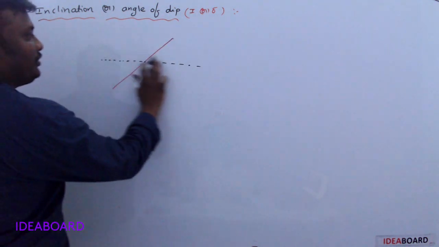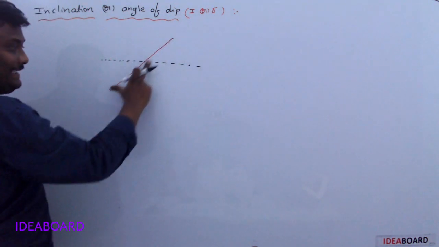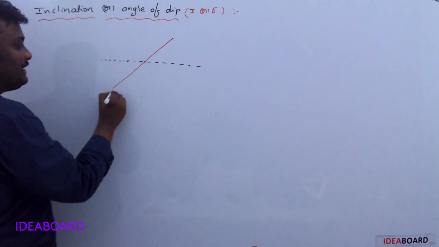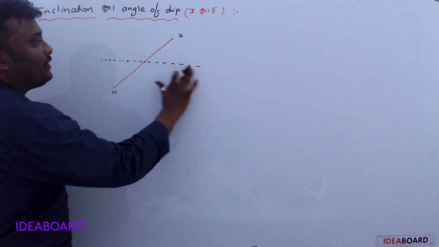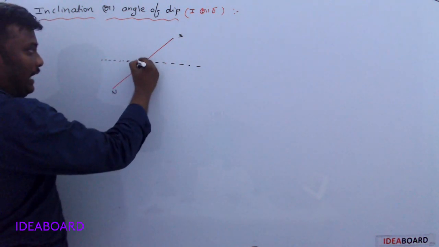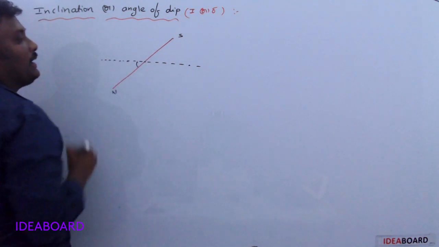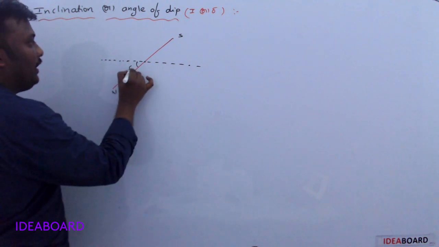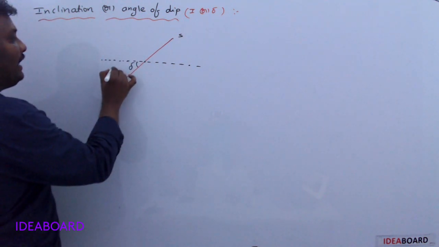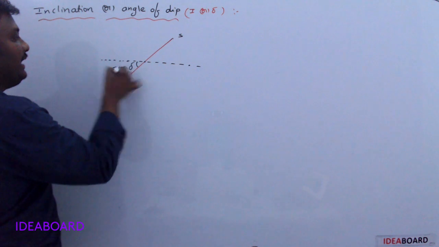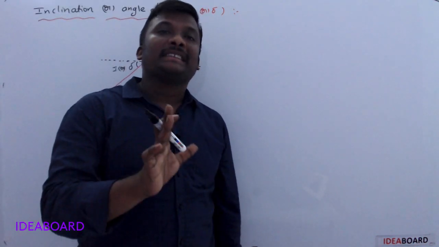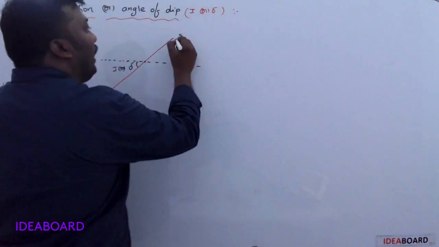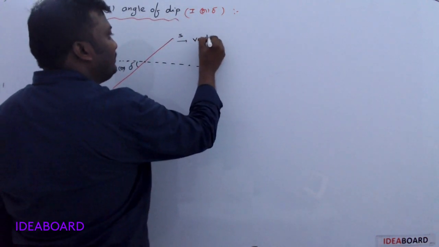So this is the horizontal direction and this is the compass needle. It contains the north and south poles. With respect to the horizontal direction, the angle made by the compass needle is called the angle of dip, I or delta. The compass is in the vertical plane. Always keep that point.